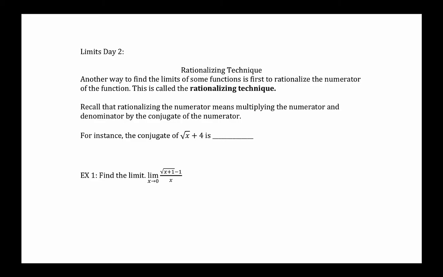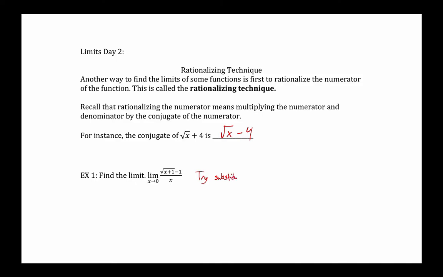So for instance, the conjugate of the square root of x plus 4 is the square root of x minus 4. So on example 1 here, we're asked to find the limit as x approaches 0 of the square root of x plus 1 minus 1 over x. So always, if you can, and you might be able to identify it right quick, try substitution. Because if substitution works, then use it.